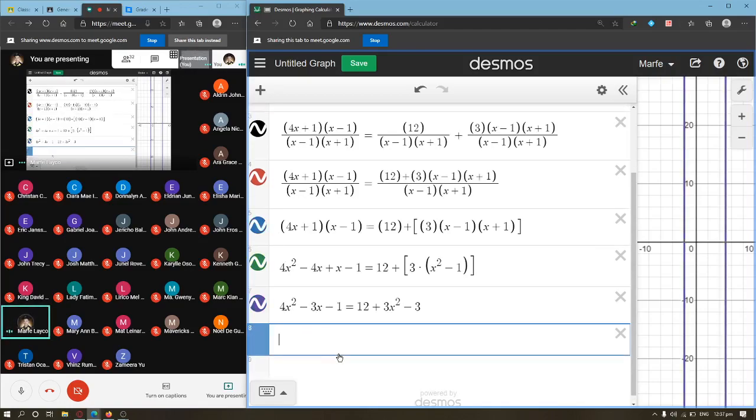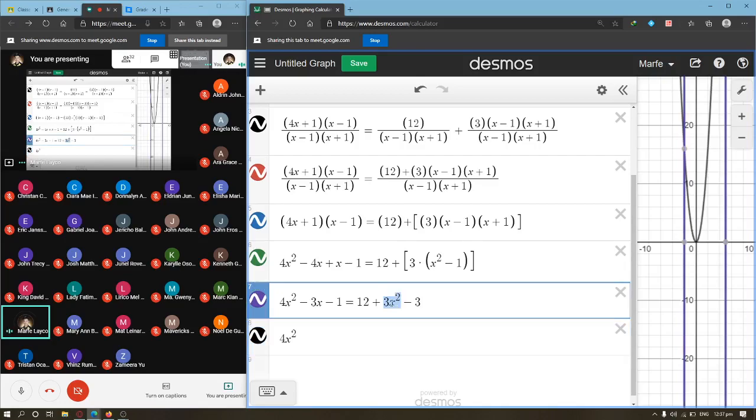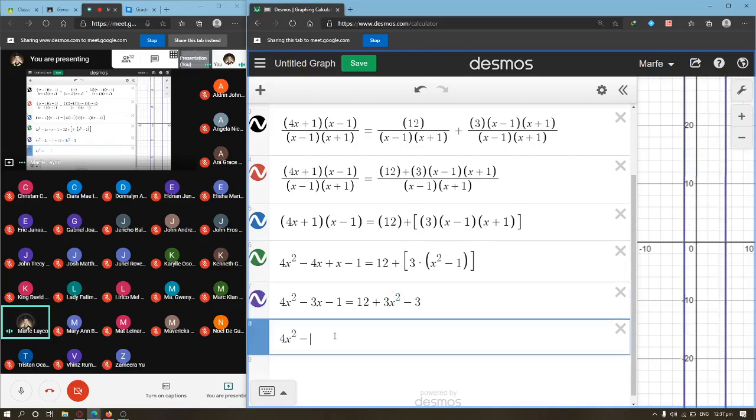So, 4x squared, transpose natin itong 3x squared. Bakit? Kasi ang variable ay x and ang exponent ay 2. So, pwede nating i-combine sa 4x squared. Since plus 3x squared, dito, ito ay magiging minus 3x squared. Next.